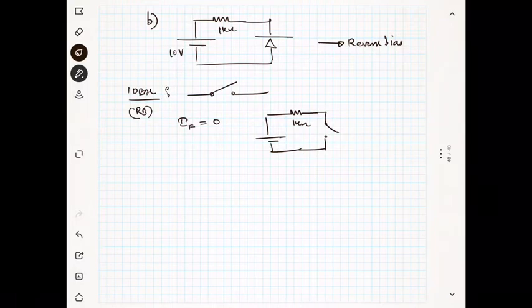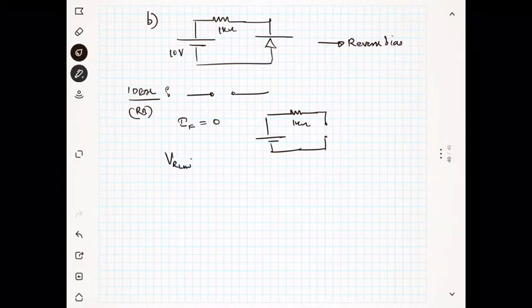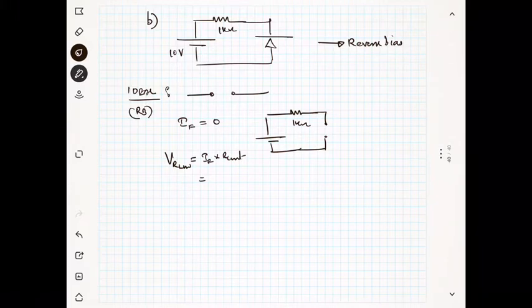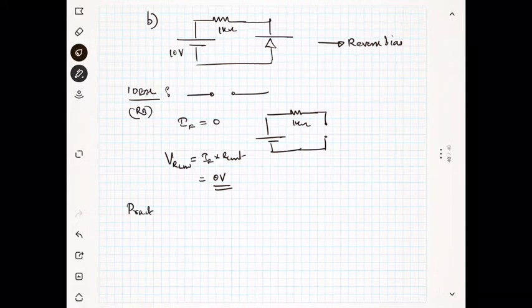You can represent it like this also, no problem. Now you see it's open circuit, so IF equal to 0. So the voltage across the R limit is nothing but IF into R limit, which will be equal to 0 volt. Now we have another model that is known as the practical model. In the reverse bias, the practical model is also open circuit.